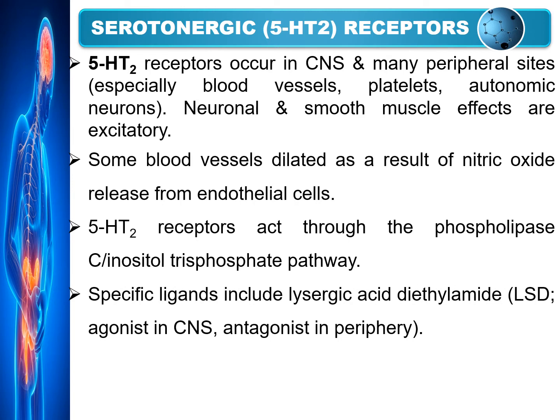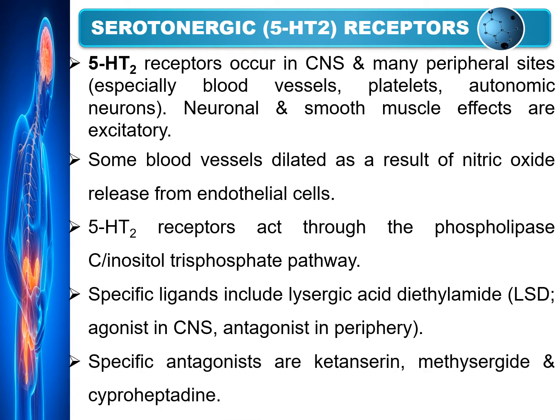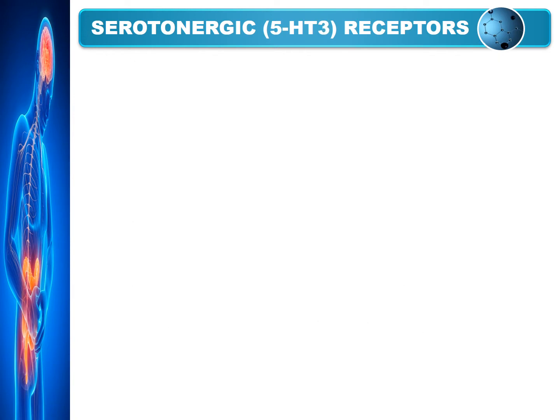The specific ligands include lysergic acid diethylamide, that is denoted as LSD. The LSD, that is lysergic acid diethylamide, acts as an agonist in the CNS and acts as an antagonist in the periphery. Then the specific antagonists of the 5-HT2 receptor include ketanserin, methysergide, and cyproheptadine.